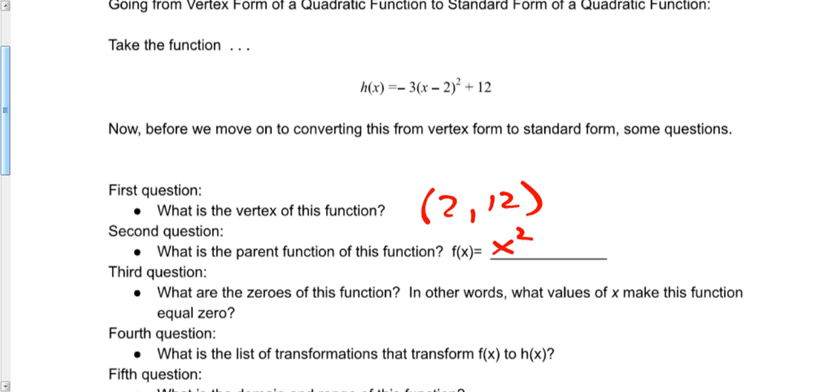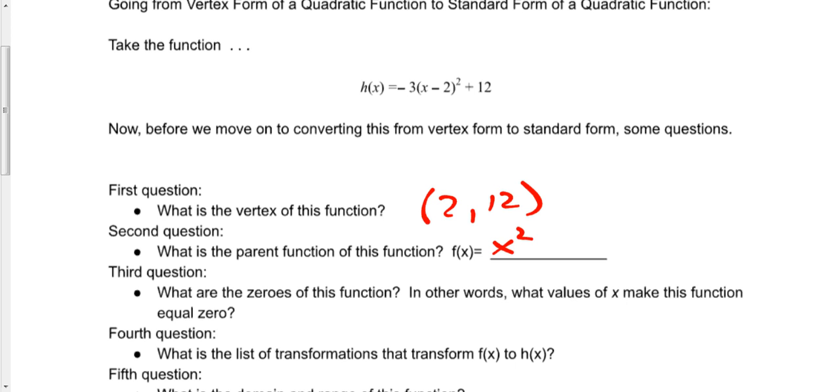Does 2 make this function equal to 0? 2 minus 2 equals 0. Squared is 0. Times negative 3 is 0. Plus 12. So Jet says 4. How did you figure that out, Jet? You just plugged in numbers and guessed it. Yeah, you guessed and checked, which is a good strategy. Okay? Well, let's do this analytically.